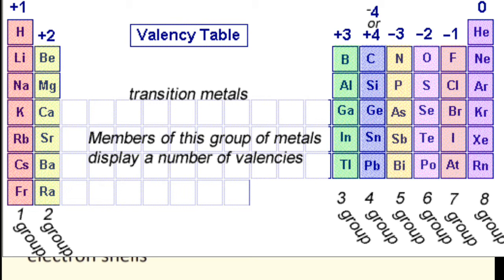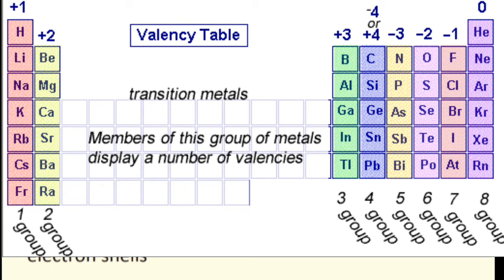In this video, we are going to discuss the periodic table. See this figure, this is the periodic table. Here we can see different elements: hydrogen, helium, lithium, beryllium, boron, carbon, nitrogen, oxygen, fluorine, neon, etc. These are the elements.